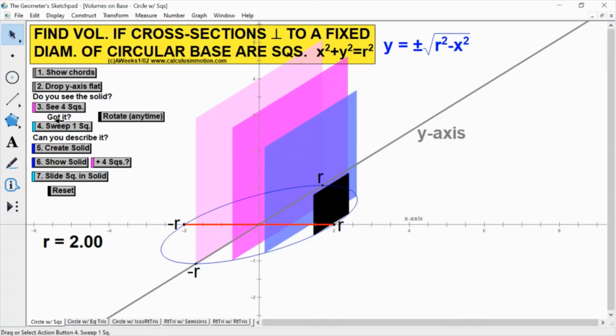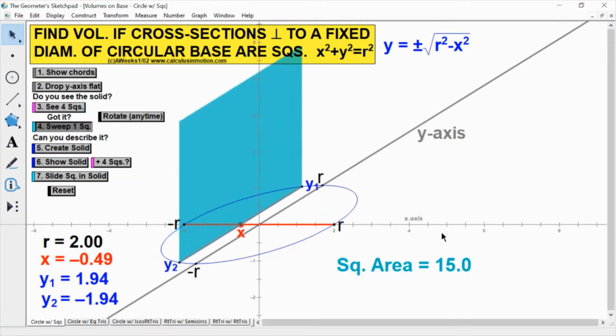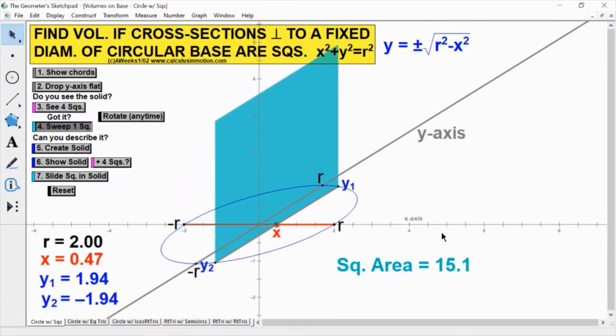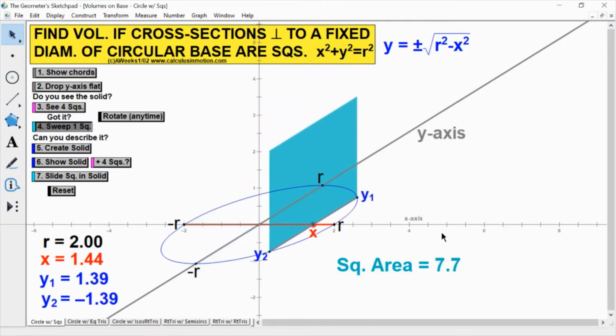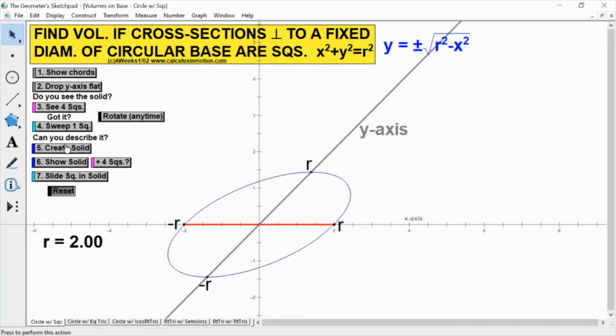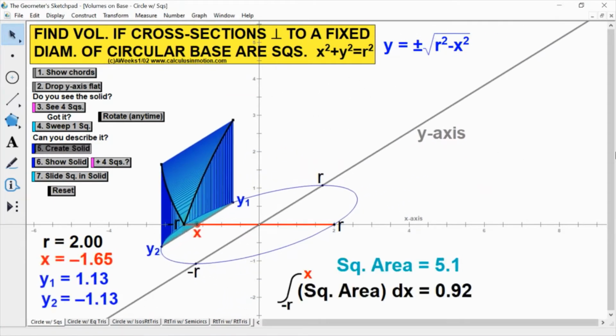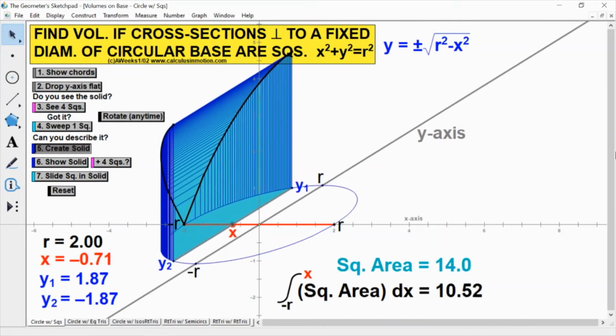And in the end, this is how we're going to create it. We're going to stack all of these squares going across this base. So that's essentially what's going to happen. And you can see in the end here, let's actually create the solid. This is how the solid is going to be created.